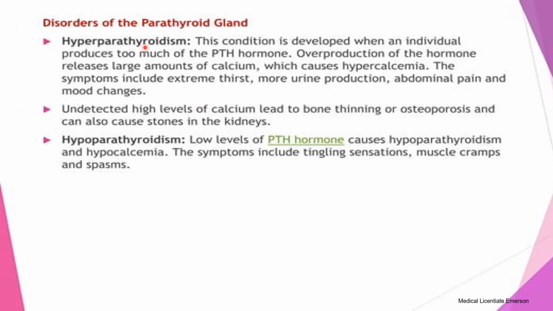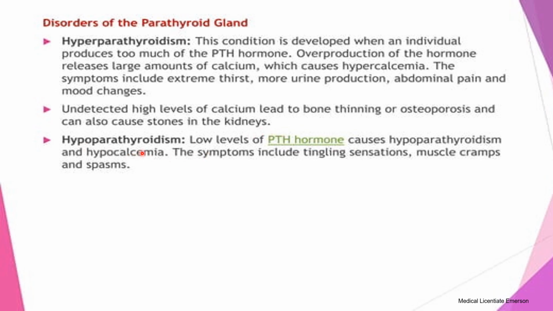Then in terms of disorders of the parathyroid gland, we have hyperparathyroidism. This condition develops when an individual produces too much parathyroid hormone. Overproduction of the hormone releases large amounts of calcium, which causes hypercalcemia. The symptoms include extreme thirst, more urine production, abdominal pain, and mood changes. Undetected high levels of calcium lead to bone thinning or osteoporosis and can also cause stones in the kidneys.